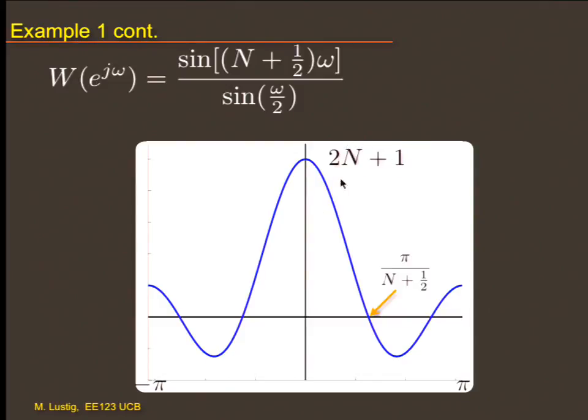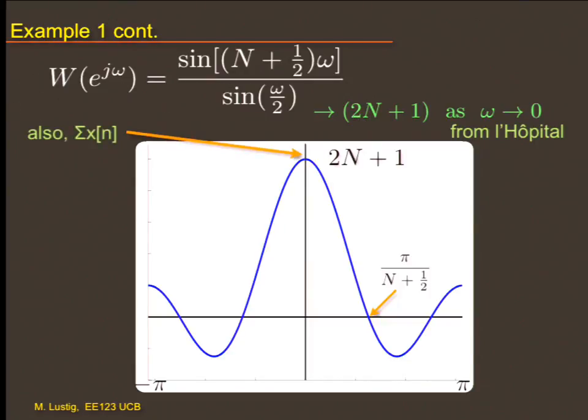All right, so how do you know the value at omega equals 0? Just simply from L'Hopital's rule. It is also, by the way, the sum of x of n, the DC component, effectively. If you just evaluate it, you'll see that's going to be its value, the sum of x of n, because when omega equals 0, the coefficients are really 1s. It also has two zero crossings.